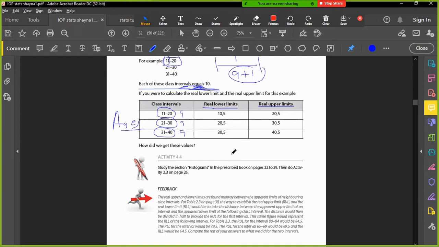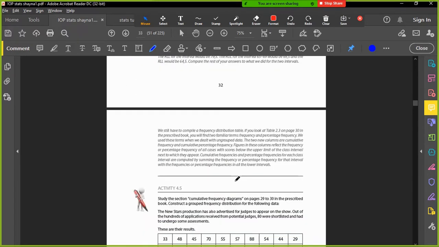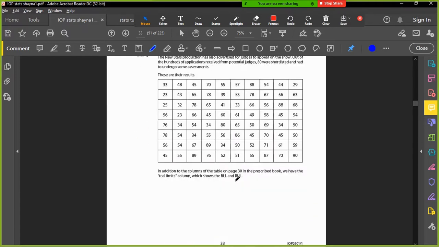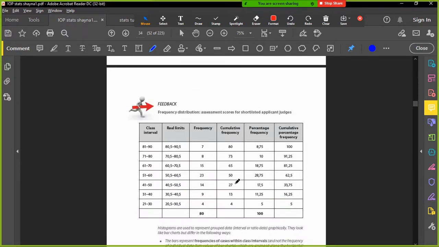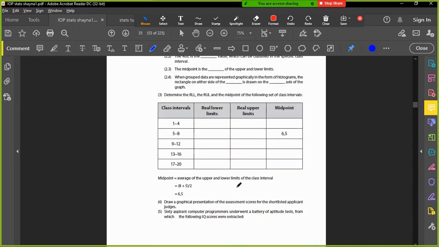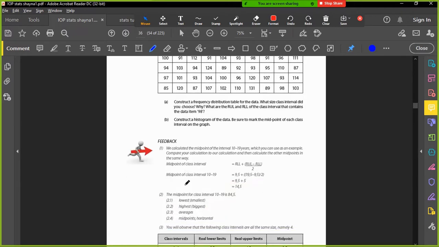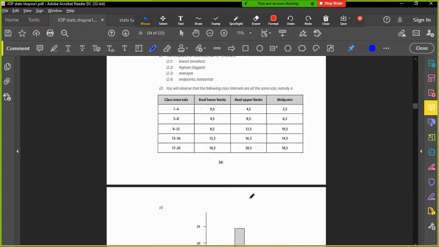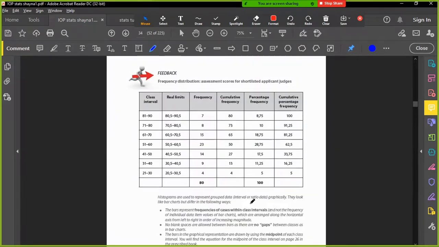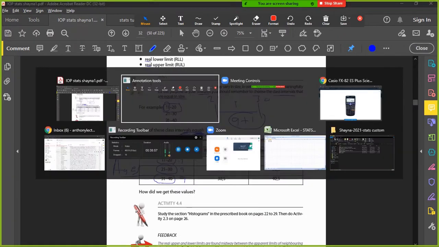There must be a formula for it though. Do they give you a formula here? No, I haven't seen one, even in the textbook. I'm sure I tried to find it in the textbook, and I couldn't. If they're asking you to work it out, then there must be an equation for it. Let's see if I can find something. Here's the midpoint. Okay, there's the midpoint. Let's go back and search for it. We can find it.